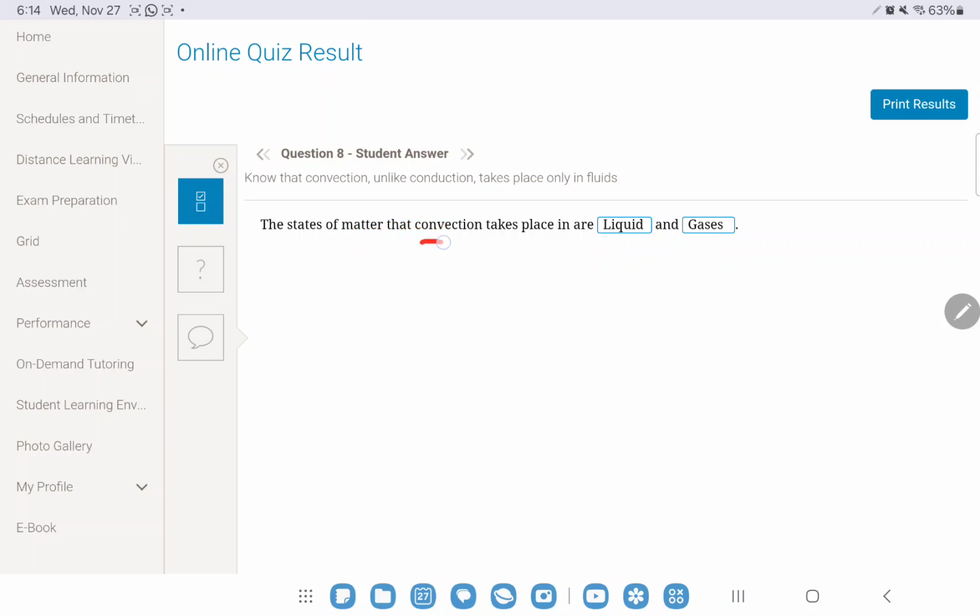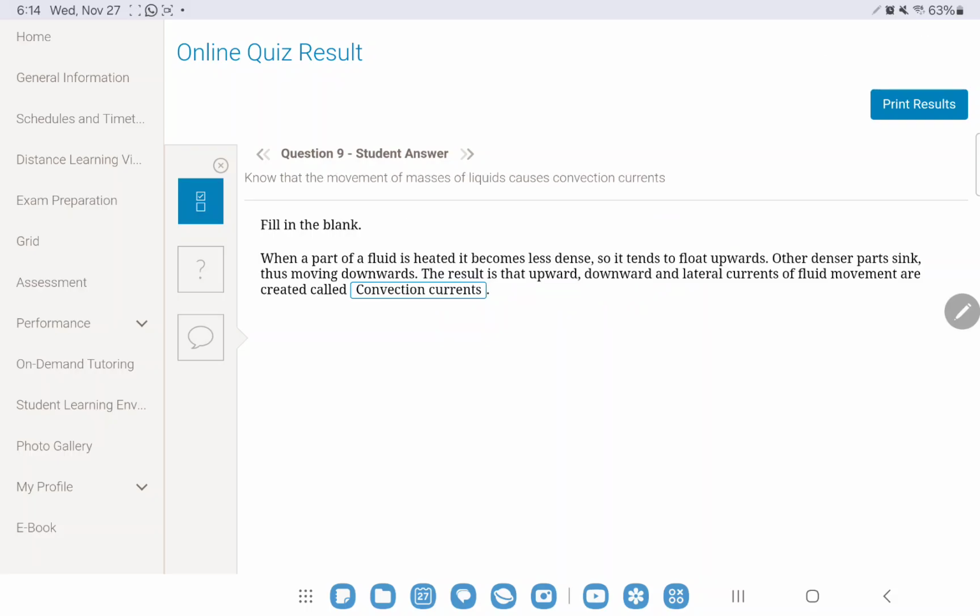The states of matter that convection only happens in are fluids, which are liquids and gases. We took this before. Now moving on. When a part of a fluid is heated, it becomes less dense, so it floats upwards, and other denser parts sink down. So this results in upward and downward lateral currents of fluid movements being created, called convection currents. Whenever you see the word currents, lateral and convection currents. Moving on.